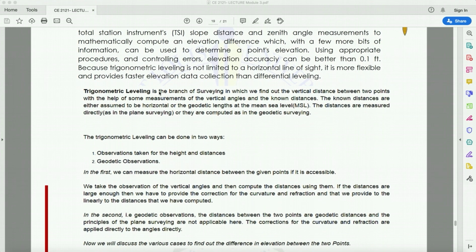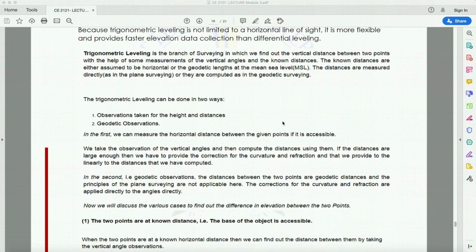So trigonometric leveling is the branch of surveying in which we find out the vertical distance between 2 points with the help of some measurements of the vertical angles and the known distances. So the known distances are either assumed to be horizontal or geodetic lengths at the mean sea level. So the distances are measured directly as in plane surveying, or they are computed in geodetic surveying.